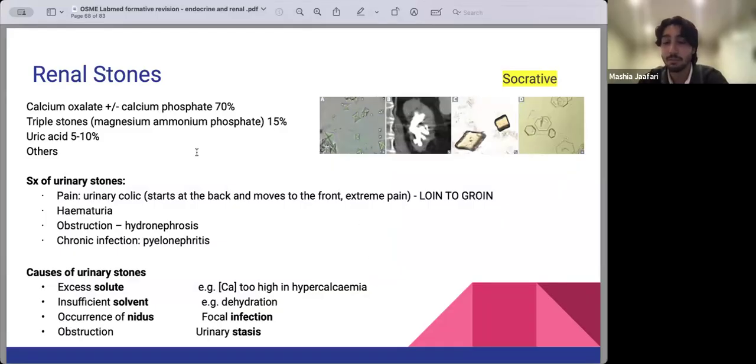All the other stones can usually pass in the urine by yourself. They're really painful, but you can pass them. Staghorn calculi, you usually can't pass. And the symptoms typically are going to be urinary colic, so it's classic loin to groin pain.